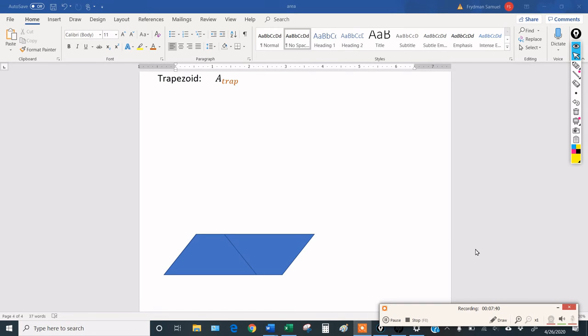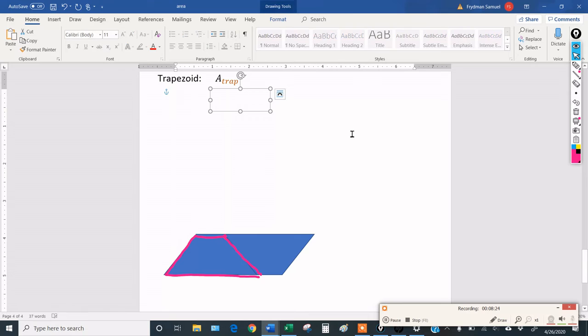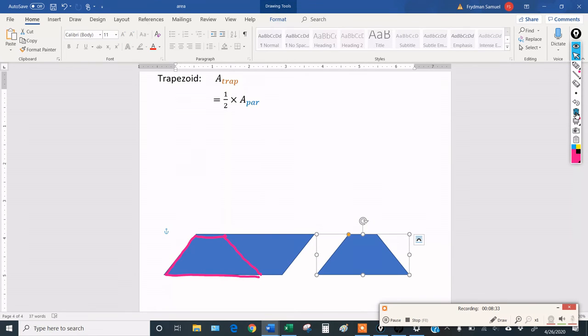Finally, let's try to figure out the area of a trapezoid. Once again, we can start with a parallelogram and slice it in half to obtain a trapezoid. This is similar to what we did for the triangle, except we are not slicing from corner to corner. The area of the trapezoid is 1/2 of the area of the parallelogram. But the area of a parallelogram is equal to the base of the parallelogram times the height of the parallelogram. So we can plug that in.